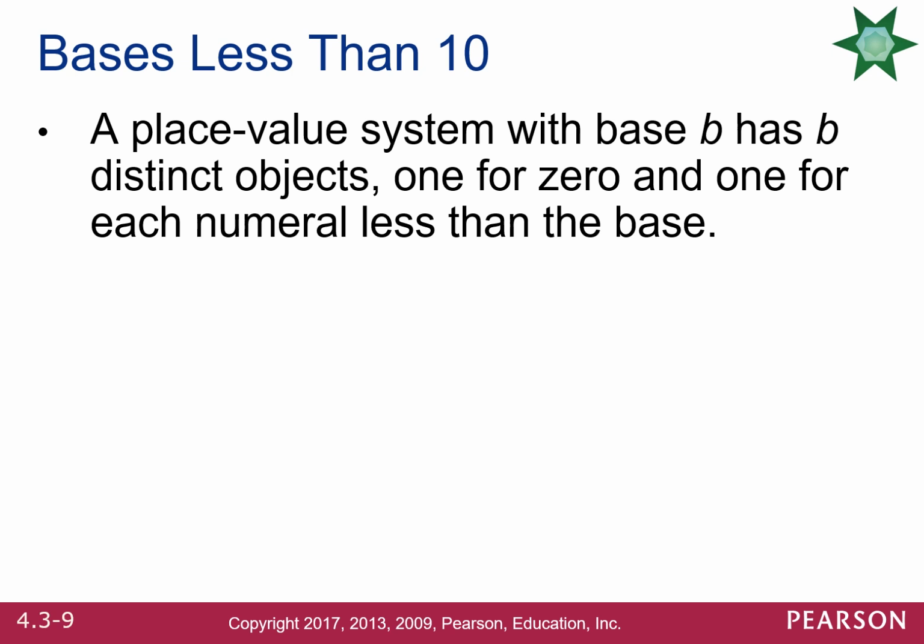Now, this slide is going to talk about the numerals associated with each base. It says here a place value system with base B has B distinct objects or B distinct symbols to represent 0, so one for 0 and one for each numeral less than the base. We talked about this previously.